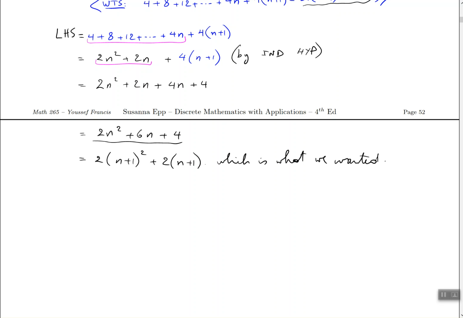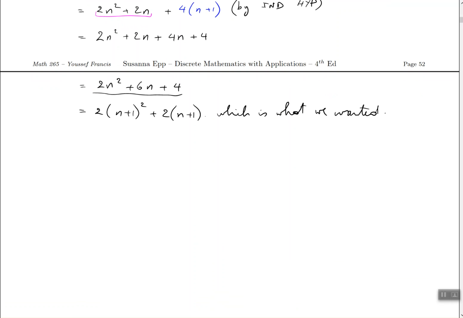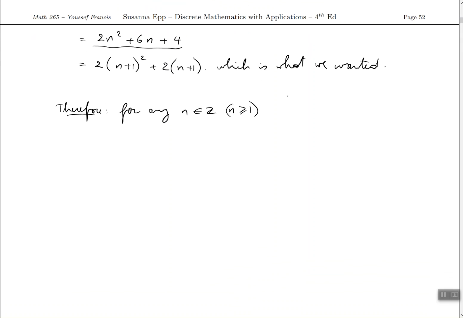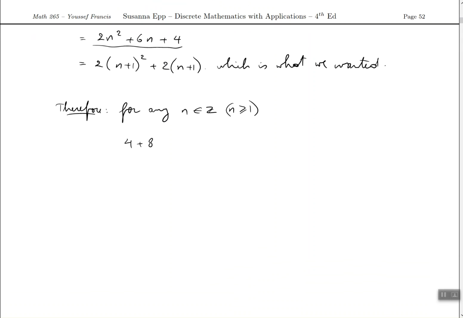So since the inductive hypothesis step was correct, that means we are done with the proof. Therefore, we can say that for any integer n where n is greater than or equal to 1, the theorem actually holds. That means 4 plus 8 plus 12 plus so on and so forth, all the way up to 4n, is equal to 2n squared plus 2n by induction. And this is the end of the proof, QED. Okay.